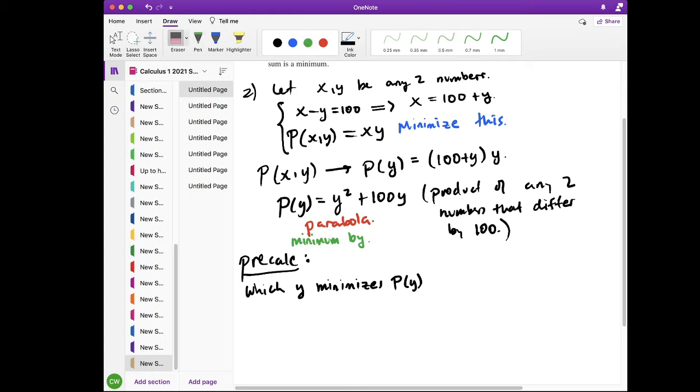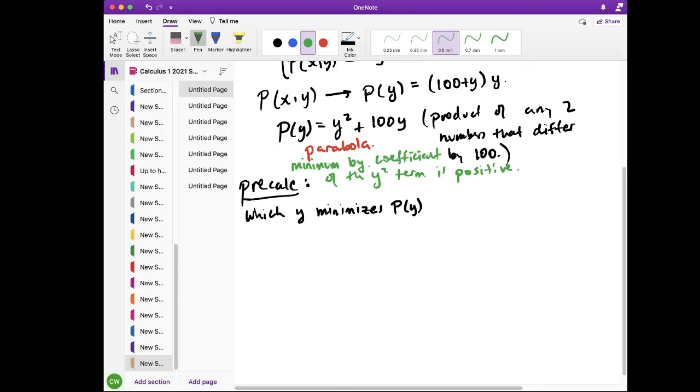Well, if this was minus, it would still be up, and it's no longer positive. What's positive? Yeah, the leading term is positive, by the coefficient of the y squared term. It's important to remember these quick facts because they can help you when you actually do the calculus.